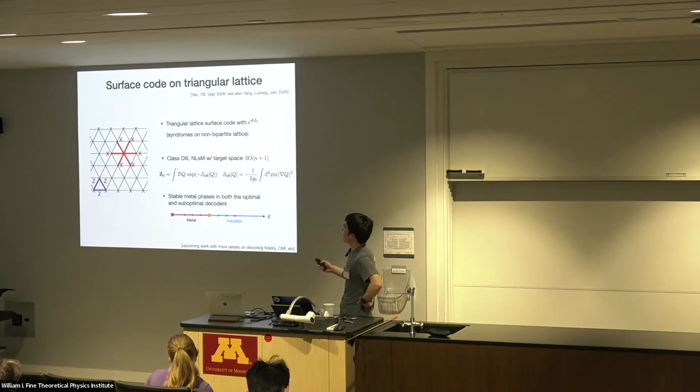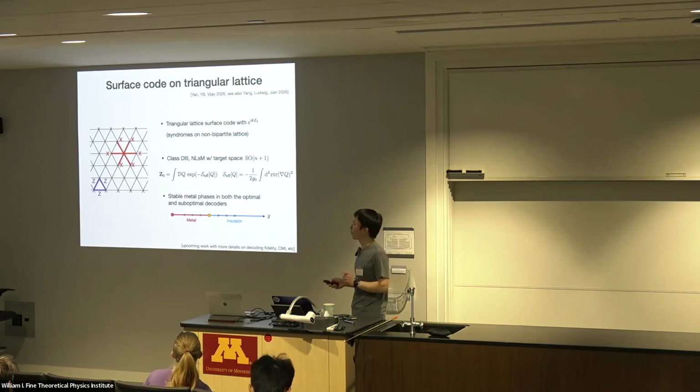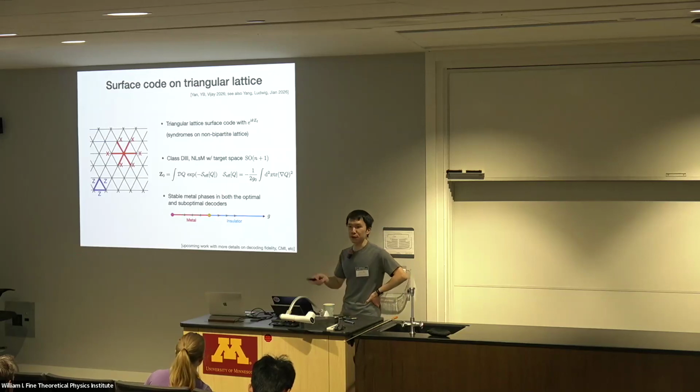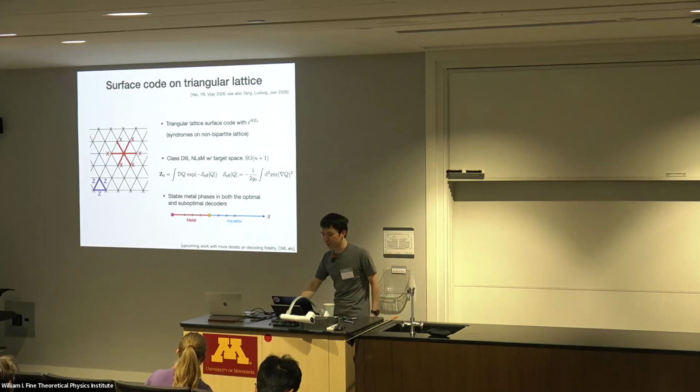One last thing I want to emphasize is that if you put the surface code on the triangular lattice and create the syndrome on the vertices of the triangular lattice, which is not bipartite, then in the end you get a different sigma model with a target space that's just given by SO. And in this case, both the optimal and suboptimal decoder will have a metal to insulator transition, which means when you crank up theta, you will eventually enter into a metal phase that is not decodable.